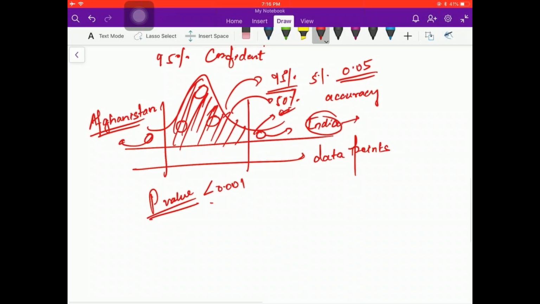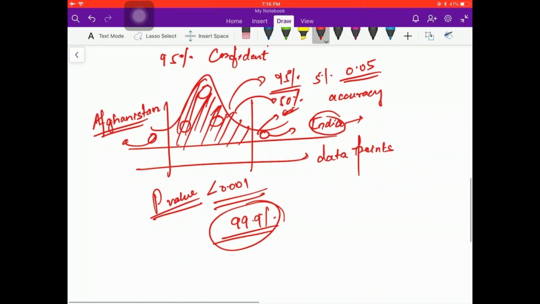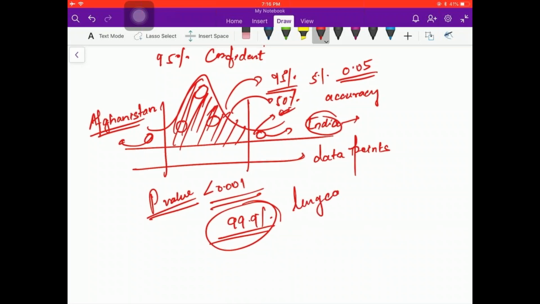And if a p value is less than 0.001, it means 99.9%. So 99.9% of the times you can be sure that lung cancer is caused by smoking. If you ever read a medical study, you will always find this p-value quoted in any statistical test. Is everyone clear? Yeah, that's clear.